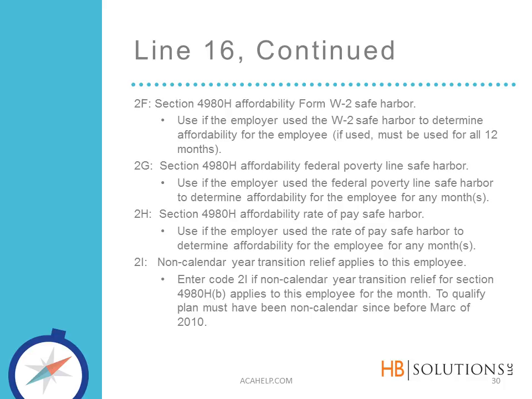And then here are the remaining line 16 codes. You'll note 2F, 2G, and 2H. These apply to the 3 affordability safe harbors. So for an individual who's enrolled in coverage, even if one of these would apply, you're still going to use 2C. But for any employee who opts out of coverage and the coverage that you offer that individual satisfies one of the safe harbors, you're going to enter one of these codes.